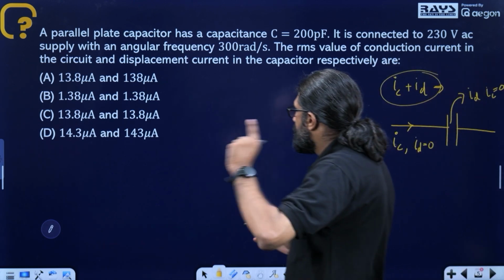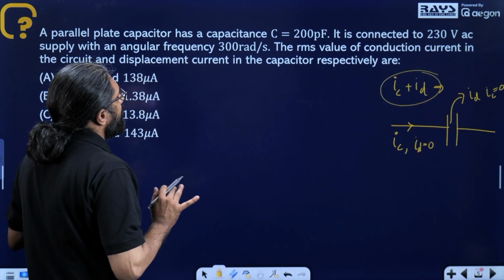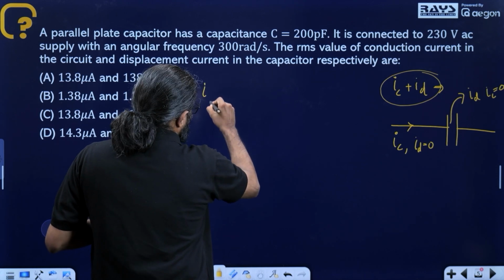Equal values. That is the first point to remember. So how do you find the current here? Current I RMS is what you require.